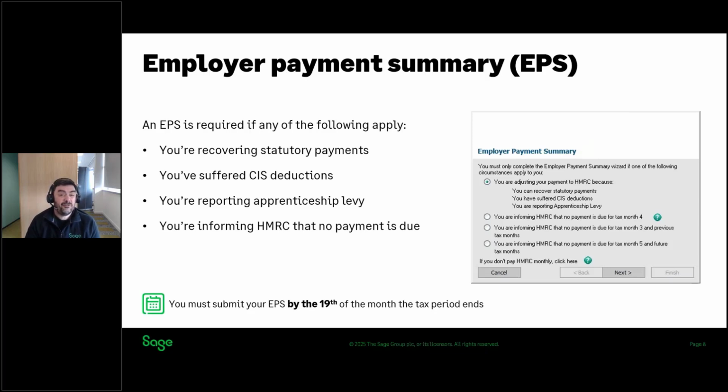So that's if you're recovering statutory payments, which is the main reason to send one. You've suffered CIS deductions that you're reclaiming. You're reporting apprenticeship levy that you need to pay. Or a fourth reason is that you're informing HMRC that no payment is due because you haven't paid anyone within the current tax period. So those are the circumstances in which you would send an EPS. So that's the theory. Let's take a look at how we do this in the program.